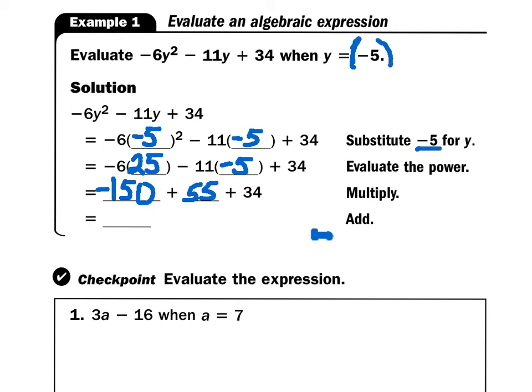Be really careful about signs and sign changes inside of algebra. It's the most common mistake. Now I'm going to go ahead and add these together. Remember, subtraction is just another form of addition. So negative 150 plus 55 plus 34 would be negative 61. A checkpoint. Go ahead and do checkpoint 1 and 2. Again, be careful of your signs. And when you substitute in for that number, put in parentheses, even though they're both positive. It's a good habit. Start the video again when you've done those.